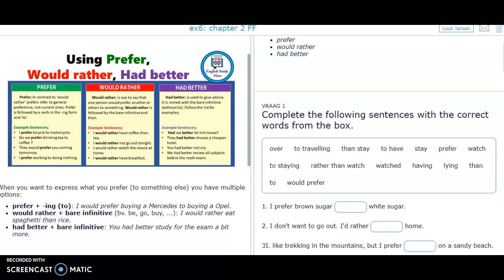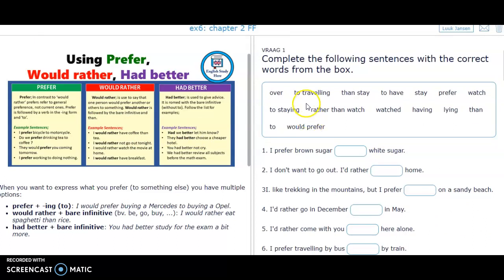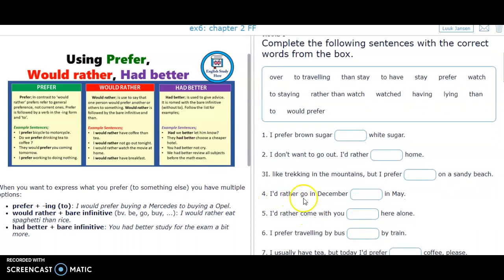It's not about the past, it's about giving advice, and always use the bare infinitive after had better when we use it as a structure to express preferences. So for this exercise right here, you only had to use to, for instance, to traveling or to have, in case you used the verb to prefer. If, for instance, I had rather, I would rather go in December, then never use to in your sentence.